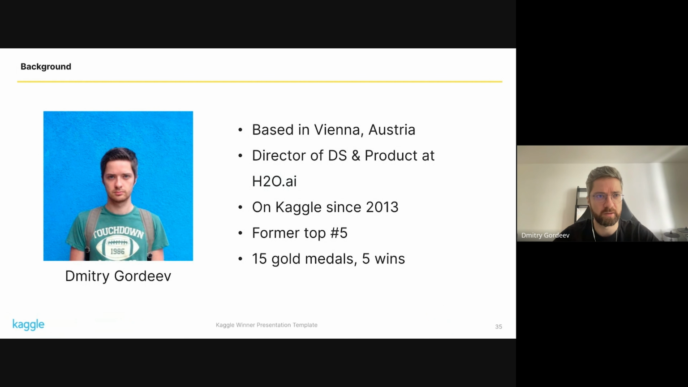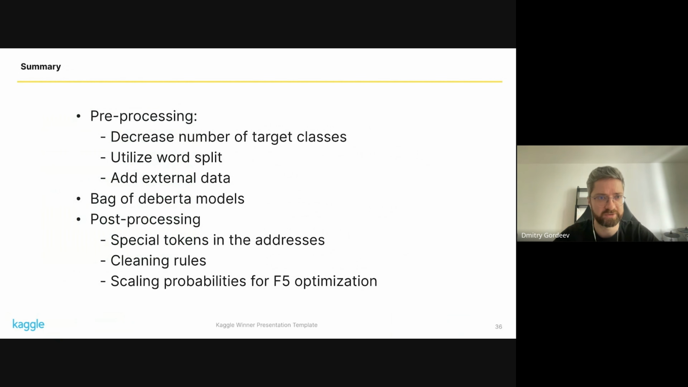I landed the second place. Yeah, a few words about myself. I'm based in Vienna, in Austria. And I've been competing on Kaggle for quite a while, I think like 11 years. So my profile picture pretty much emphasizes how much younger I was when I started. So I had some prior experience with Kaggle before starting this. Let's jump to the details.